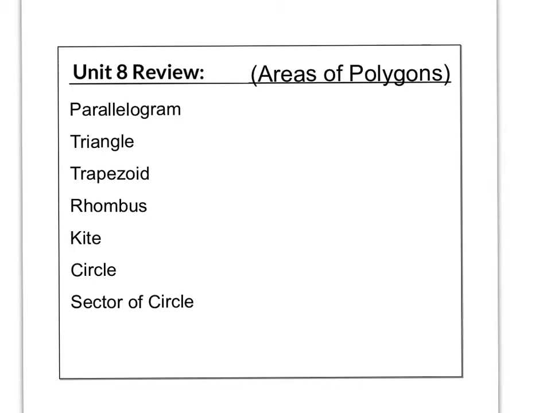Today we are going to do a quick review of Unit 8 and get you ready to take the quiz. So remember a parallelogram. A parallelogram is a quadrilateral that has two pairs of parallel sides. It looks kind of like that. And to find the area of a parallelogram, it is base times height. And remember that your height has to be perpendicular to your base. So this could be your height and this could be your base.